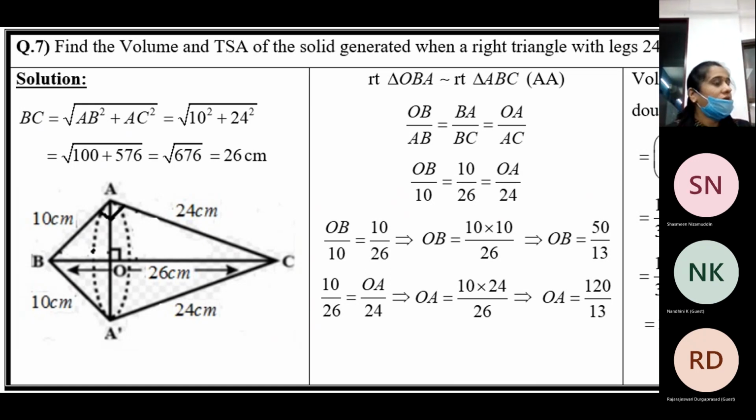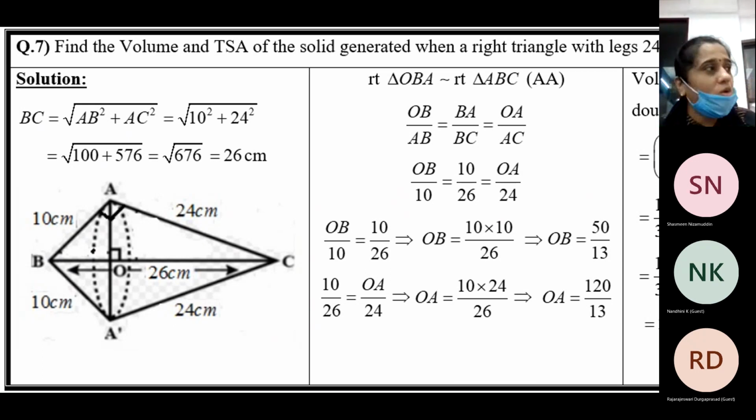When a right triangle is made to revolve about its legs, the solid generated is a right circular cone. When a right triangle is made to revolve about its hypotenuse, then the solid generated is a double cone. Two cones stuck to one another. Their circular portions are not visible.